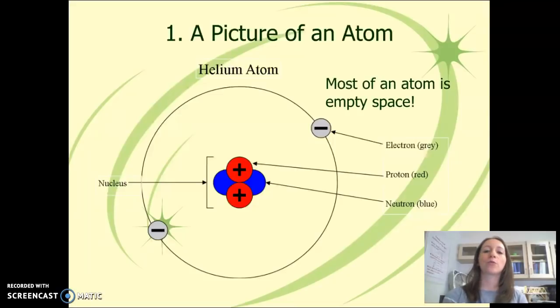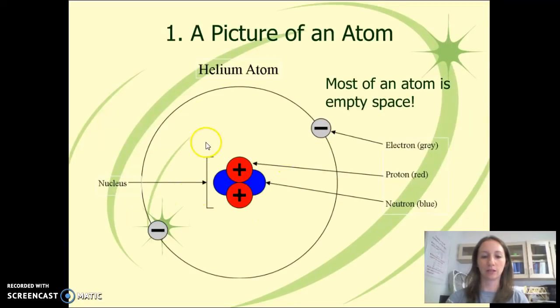Alright, so next up we want to make sure we get a good picture of an atom that's labeled. You can do this two ways. You can either do this in the drawing tool on Google Docs, or if you prefer to hand draw it and label it, you can take a picture and add it to this document if you want. So what we want to make sure that we include on this atom, these are the pieces.